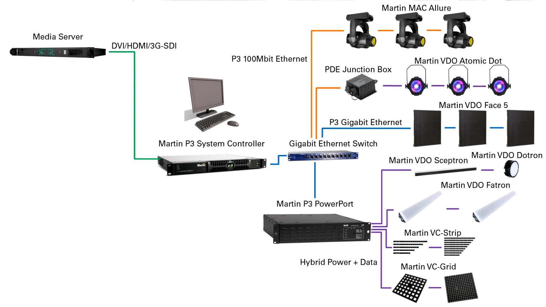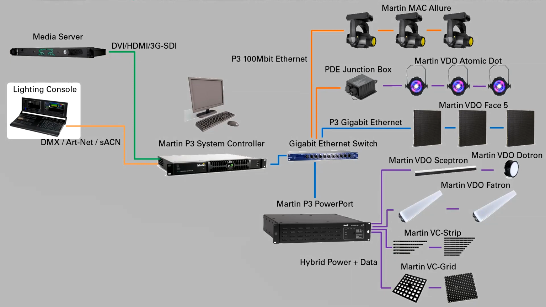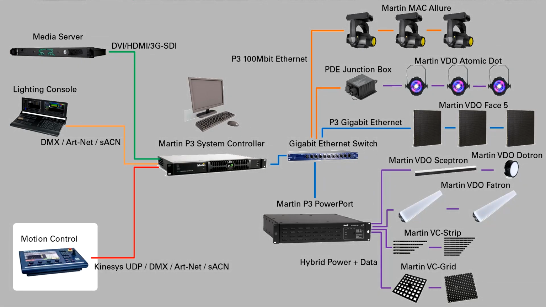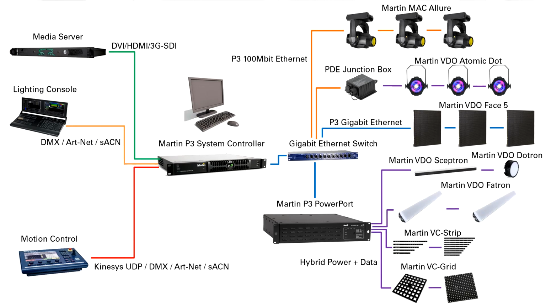In most applications, a lighting controller is also added to the system so that fixtures can be controlled with video from the media server or DMX controls from the lighting desk, or a mix of both. The P3 system controller then merges these signals and sends them to the fixtures over one single cable. If you're working on an application where fixtures are moving, you can also add a motion control system to the P3 controller, which will then remap the video to these fixtures in real time.